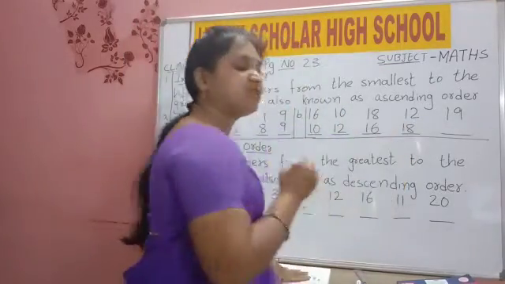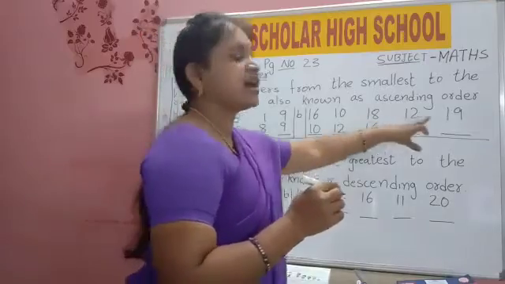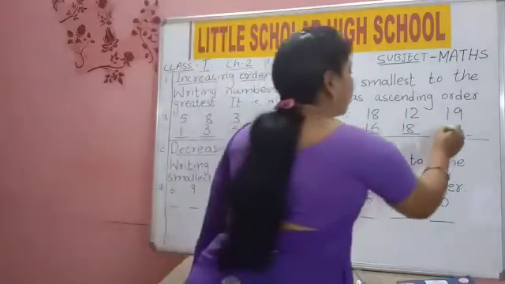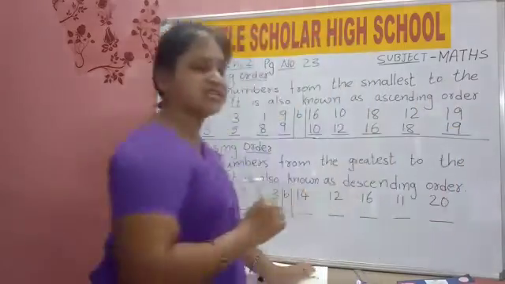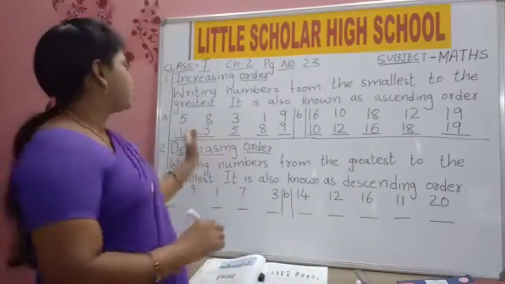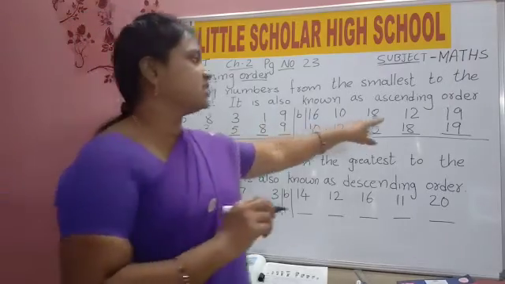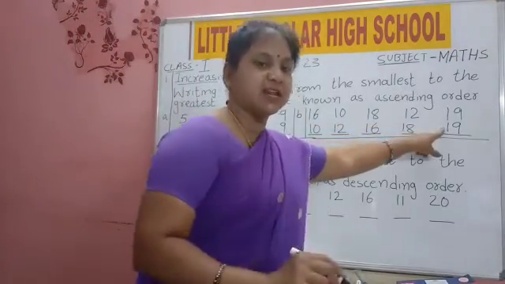When you write numbers, which number will you write first? 18 or 19? 18 we will write first. So 18 is the small number. 19 comes next. Is it clear? Like this you will write, children, small number to the greatest. 10 is the first small number in this and 19 is the greatest number.